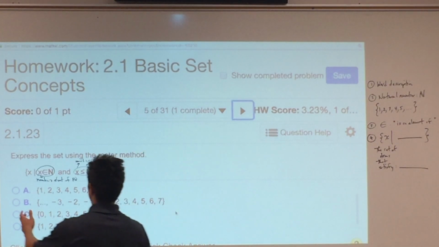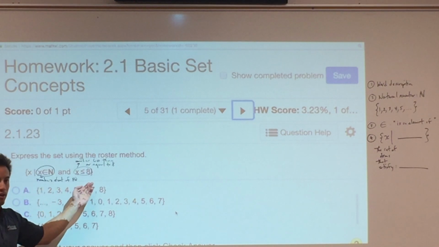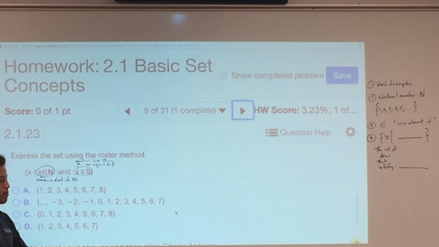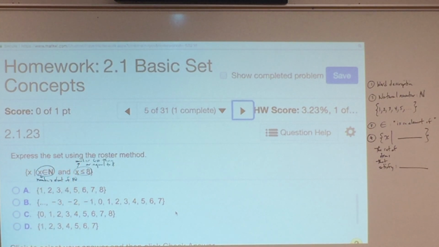So what this is saying is nothing complicated other than all the elements that you're about to see or should list in this set should satisfy this criteria. Don't overthink it. Bottom line is your answer needs to meet these criteria. This, and this. Natural and less than or equal to 8. That's what you got to do.